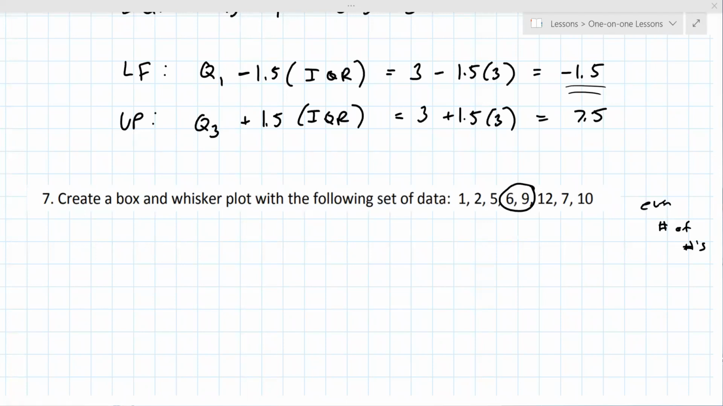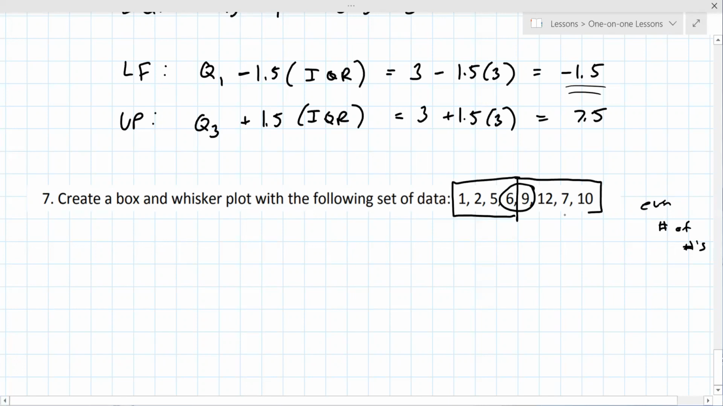Okay, so the next one I need to just double check. 1, 2, 3, 4, 5, 6, 7, 8. Okay. Q1. So this is where it's a little bit different than what we just said, because there's not a middle number, you cut the data set like this and like this.